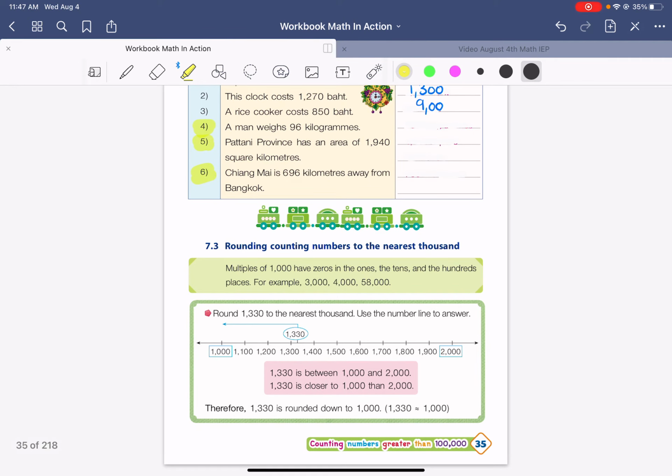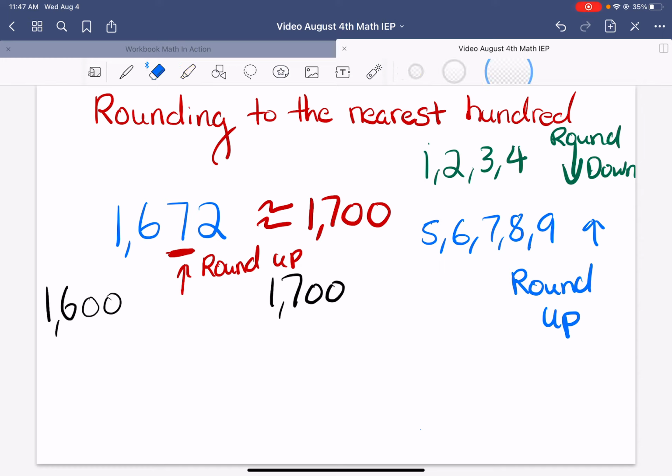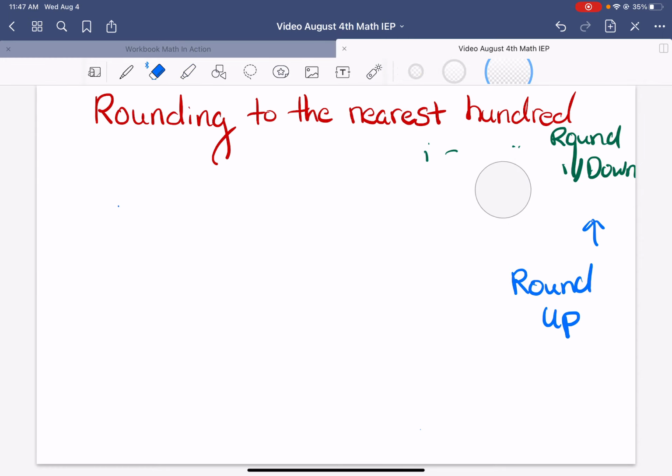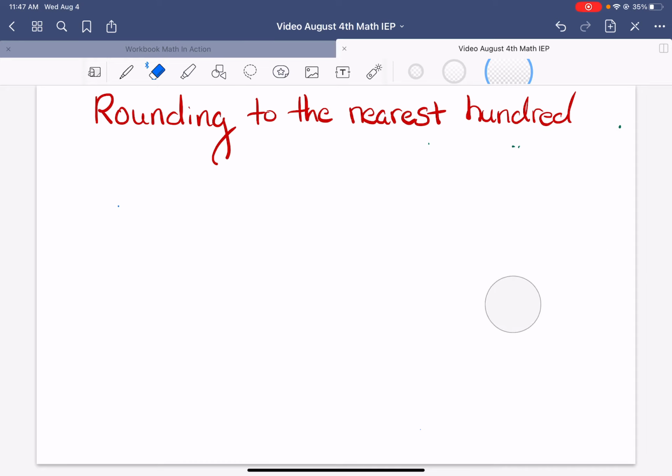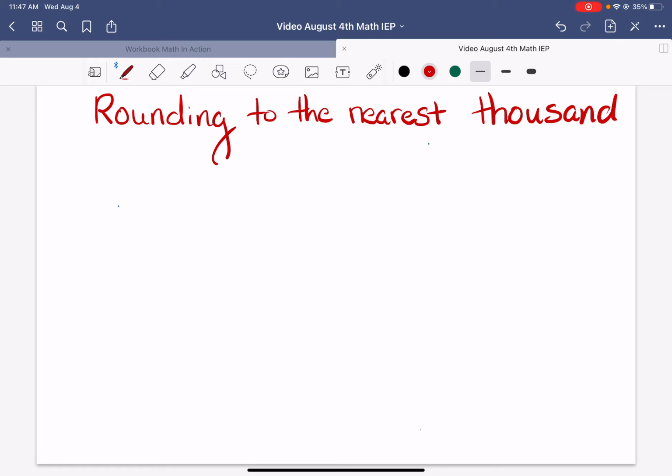So we can also round to the nearest 1,000, right? What if I change it? What if I erase this? Instead of 100, we did tens, we did hundreds. And now we're going to write rounding to the nearest 1,000. This time we're going to write bigger numbers, such as 1,358. Here we're going to round to the nearest 1,000. So we have a choice of 1,000 or 2,000.